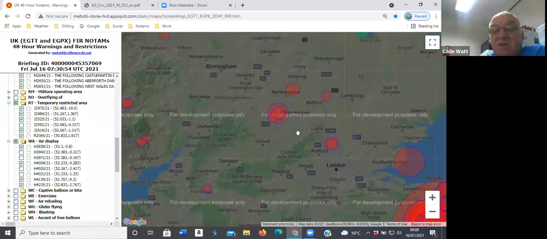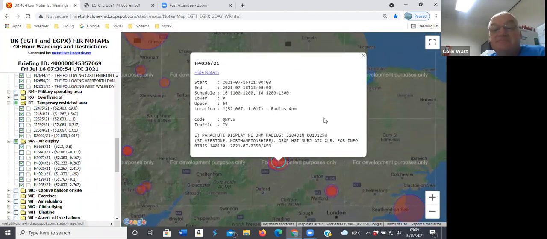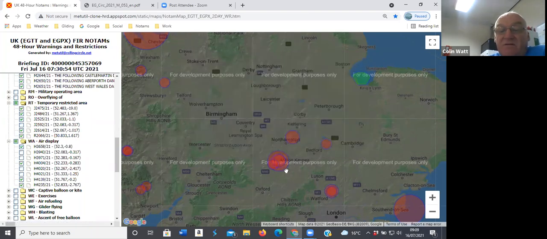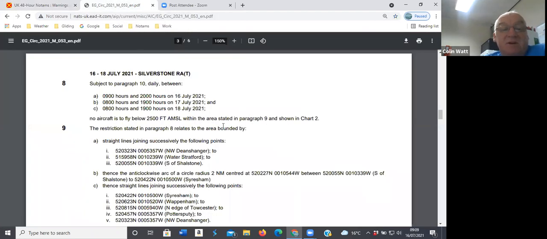Silverstone, we'll look at the bit right in the middle here. They've got a parachute display, and you can see it's scheduled for run on the 16th and then the 18th. So the 16th, it's 12 o'clock to 1 o'clock. Parachuting, that's up to 6,400 feet, so notified just to avoid that area during that time. And then you've got the temporary danger area, up to 2,500 feet. Now I'll look at this on the actual AIC.